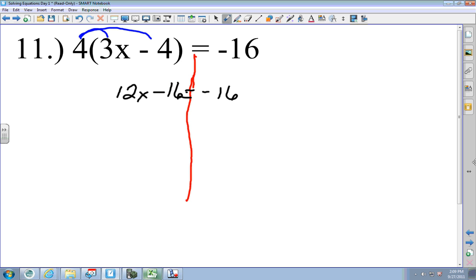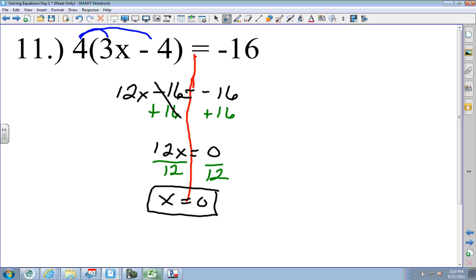Now, from here, I can add 16, and these cancel, and I get 12x equals 0. I'm going to divide by 12. x equals 0. There's my answer. Again, let's go in the calculator. Left-hand side into y1, right-hand side into y2. I check every time to make sure that I get the correct answer.